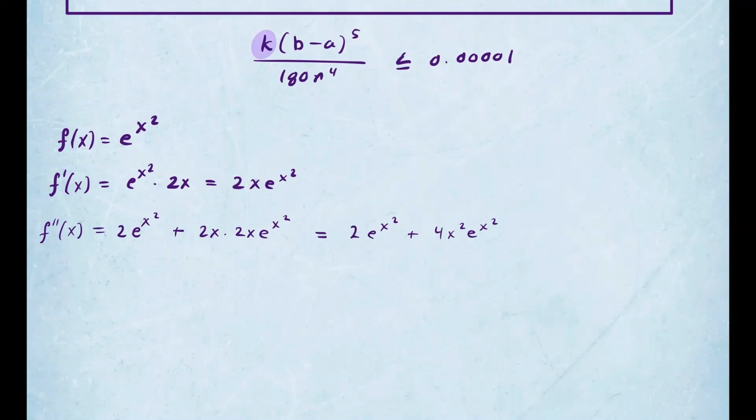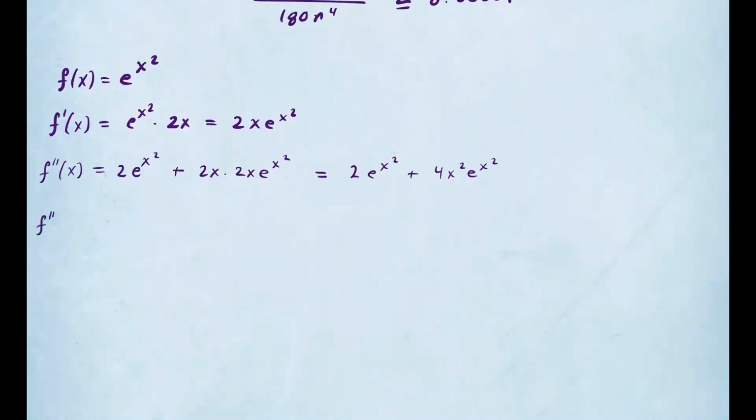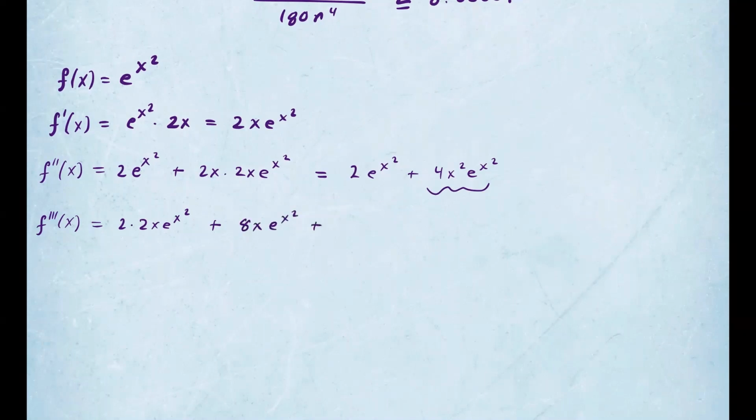Now let's compute the third derivative of f of x. The derivative of 2e to the x squared is 2 times 2x e to the x squared. Plus, now using the product rule and the chain rule, the derivative of 4x squared is 8x e to the x squared. Plus, keep 4x squared and differentiate e to the x squared, that's 2x e to the x squared. All right, that's the last piece.